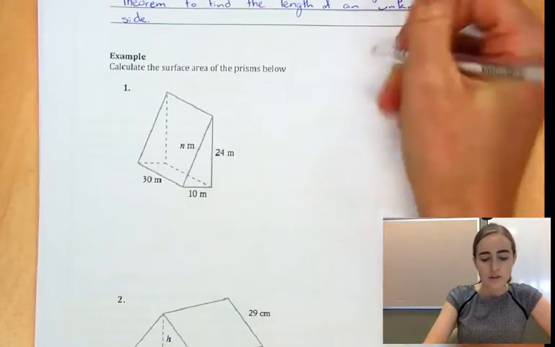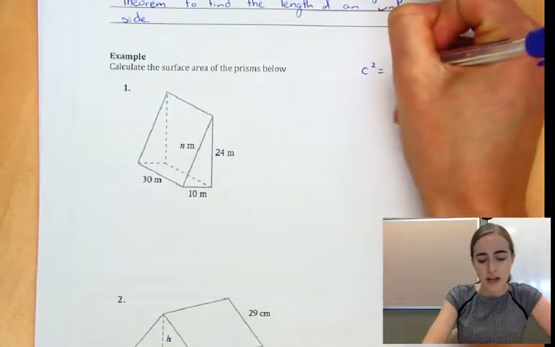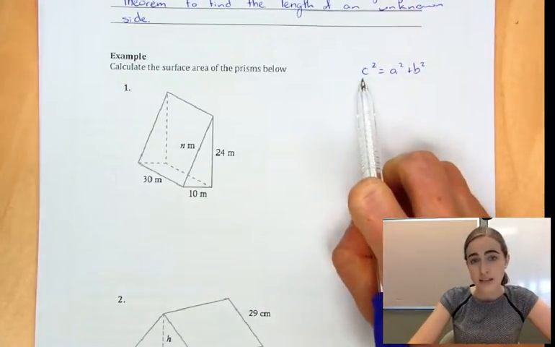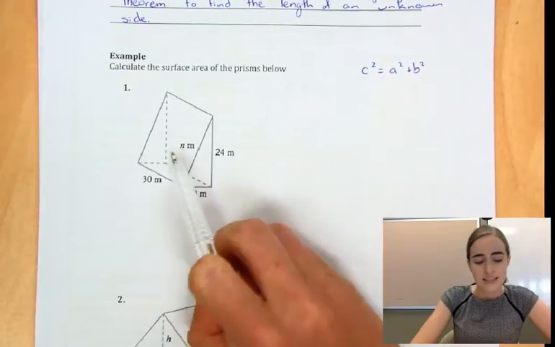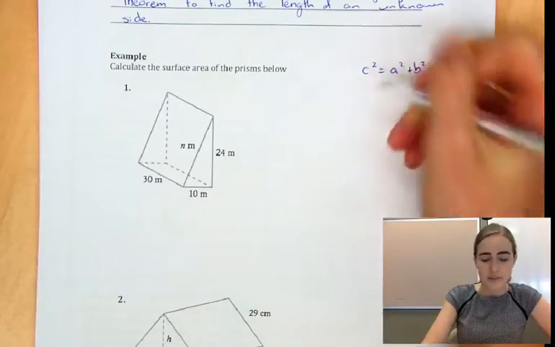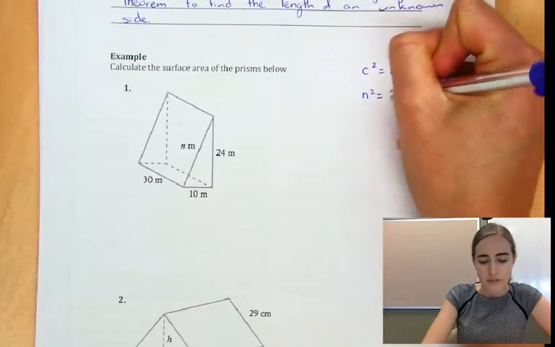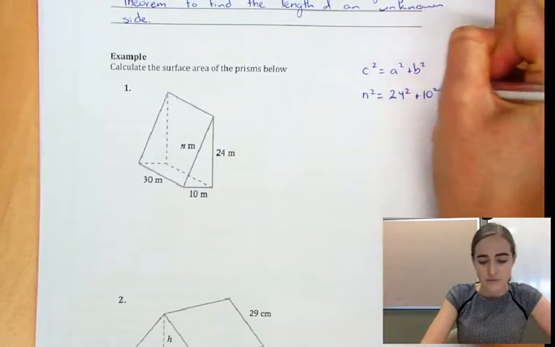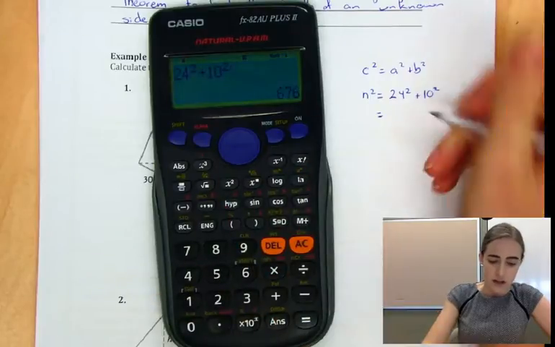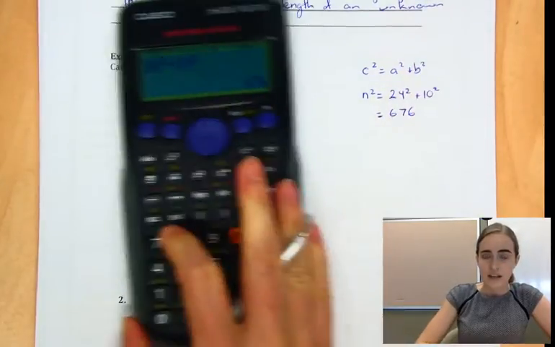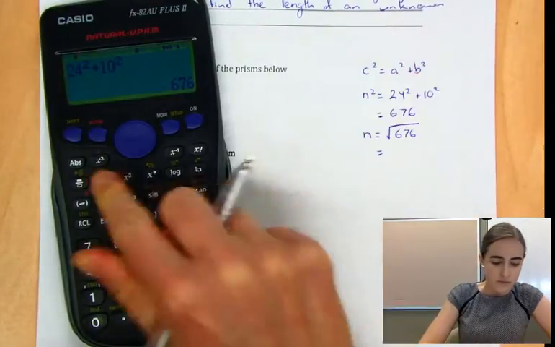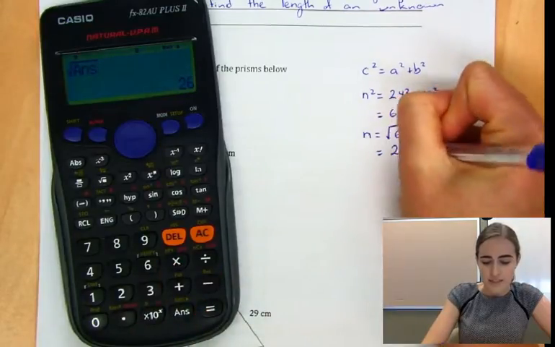So to find that, we know that Pythagoras' theorem says c squared is equal to a squared plus b squared, where that c is the hypotenuse, so that's always our longest side. So in this case, that c is our n, and the a and the b are our 24 and our 10. So we're going to have n squared is equal to 24 squared plus 10 squared, which would give us 676. And then to find n, we'd have to take the square root of 676, which would give us 26.